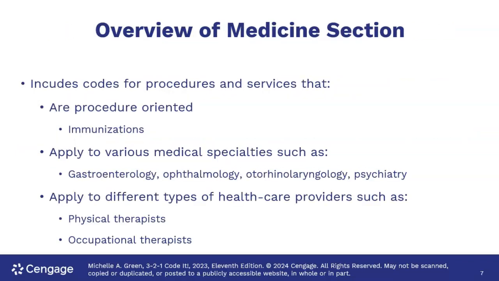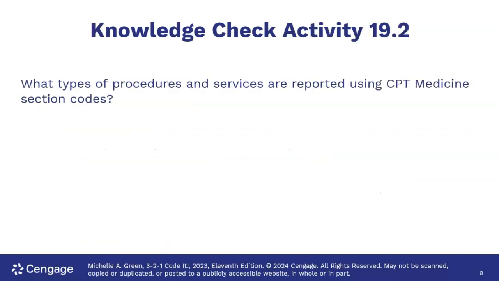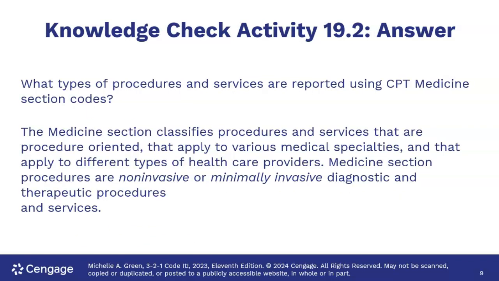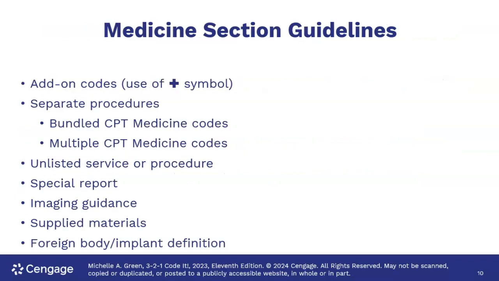Okay, overview. These include codes for procedures and services that, remember, are immunizations. They are in this section. We can apply them to various medical specialties as listed and different types of healthcare providers. You'll have physical therapists, occupational therapists. There is chiropractic in this section. All right, so knowledge checks, like I said, just go ahead and do those.